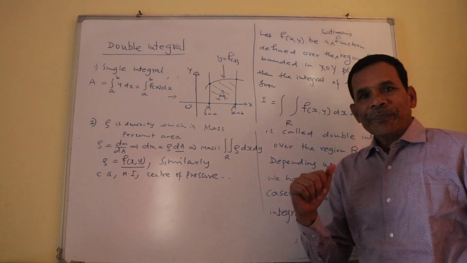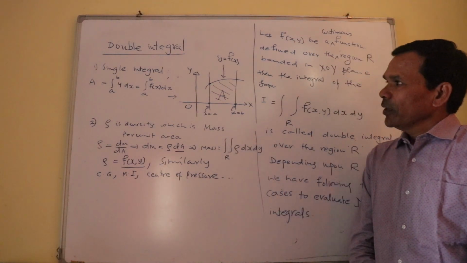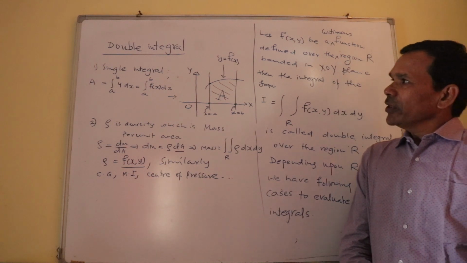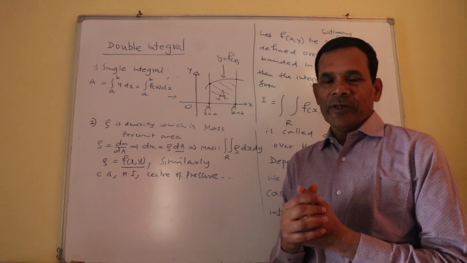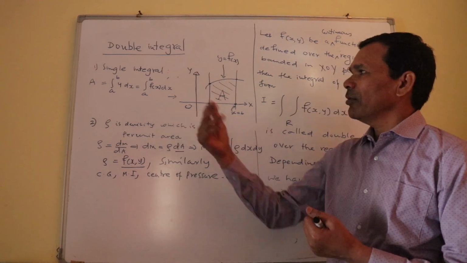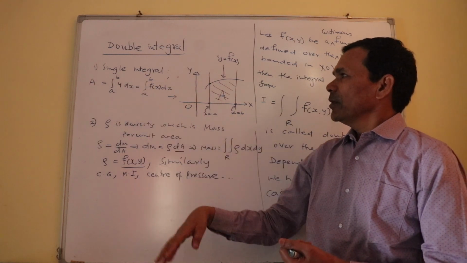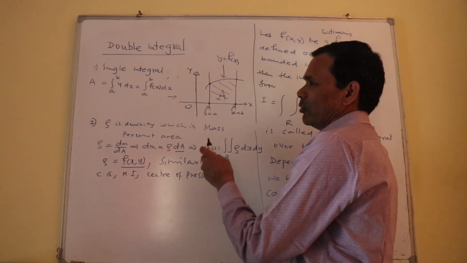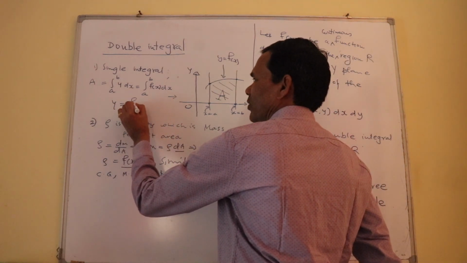Dear students, we are going to talk about double integration today. Double integration is an extension of the single integral into two dimensions. You are already familiar with the single integral that I have just noted here: the integral from a to b of y dx is equal to the integral from a to b of f of x dx, where y is equal to f of x is the function.